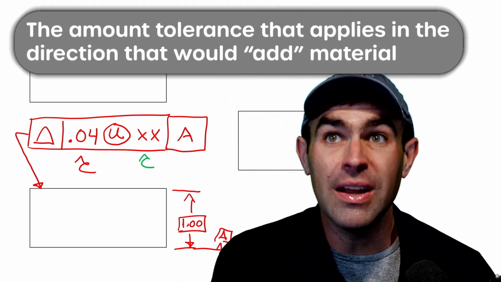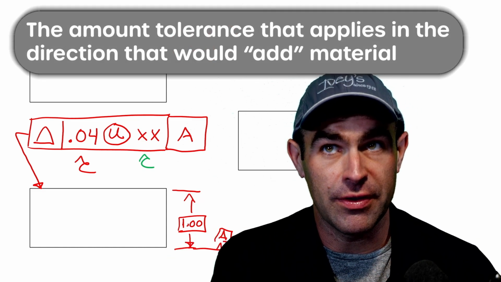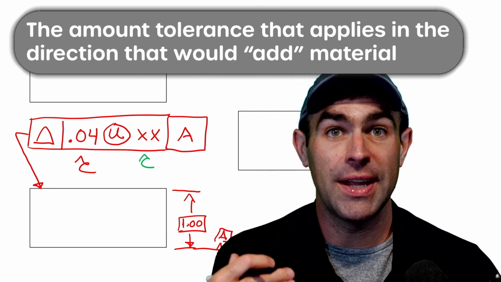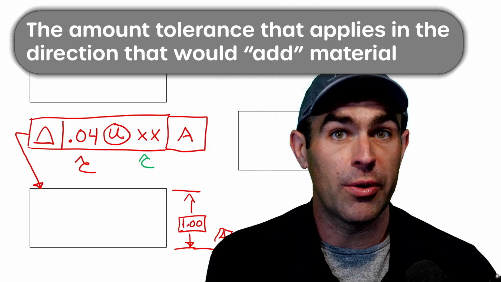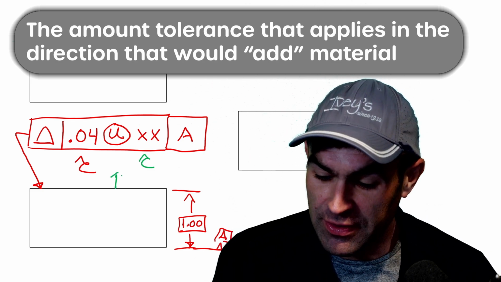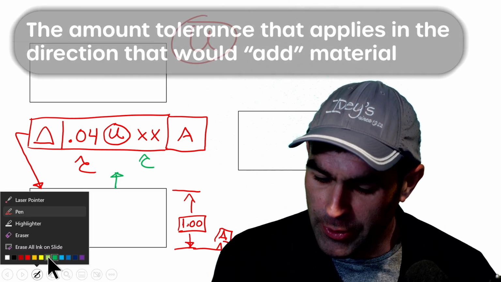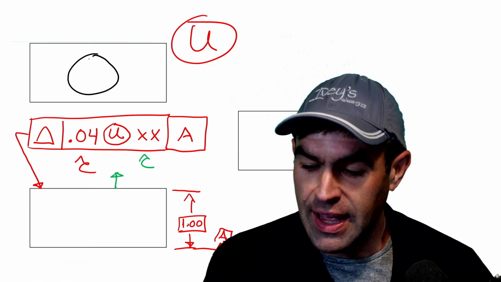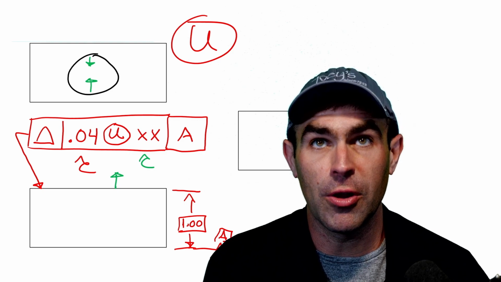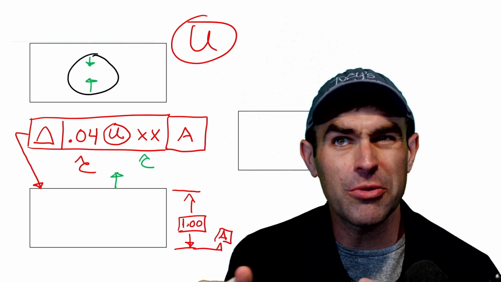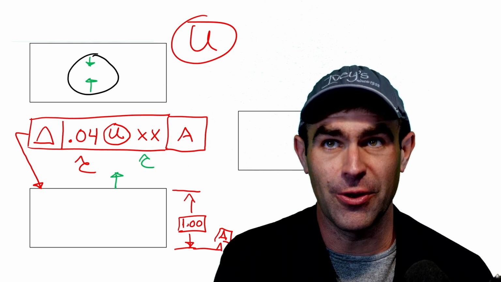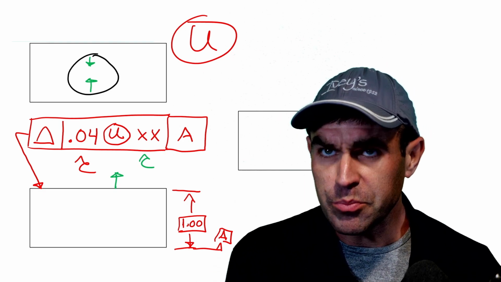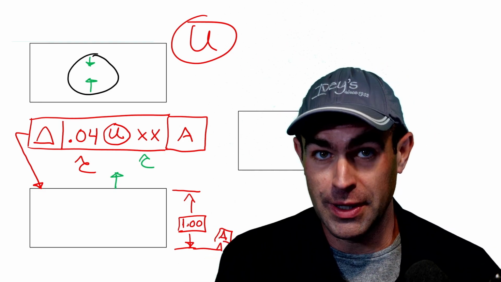So the number here is going to be, and this is my paraphrasing, the amount of the tolerance zone that applies in the direction that would add material. Whether it's add material, in this case, going up, or if we have an internal feature, adding material would be making the hole smaller, right? Now, there's other terms you can use. I really like add material. I think it's very simple to get the hang of. So if you can remember that phrase, you'll be a-okay with this.